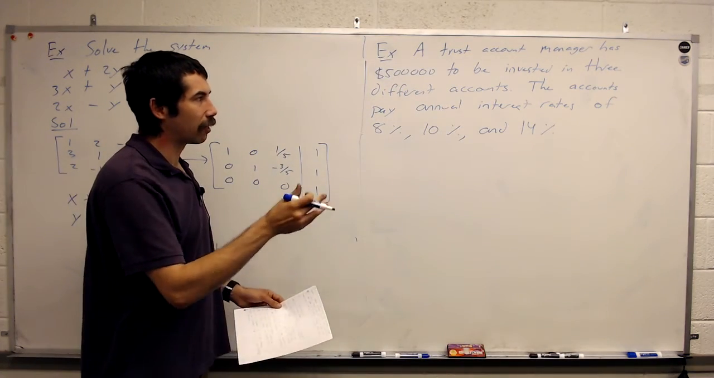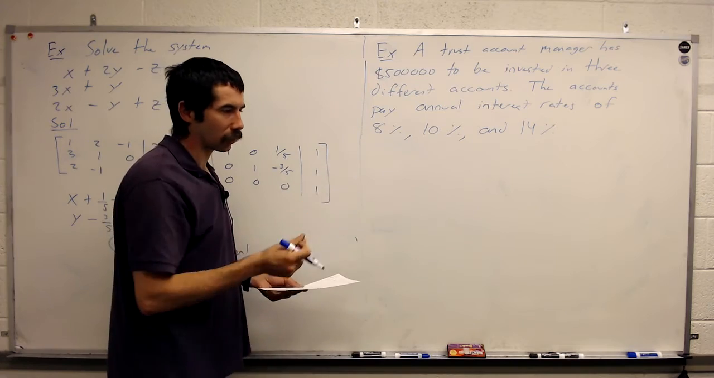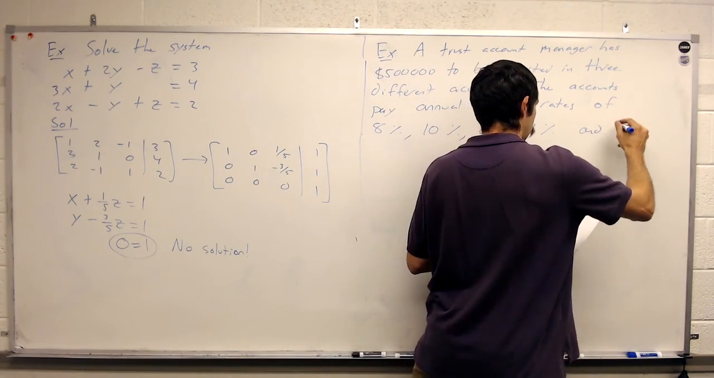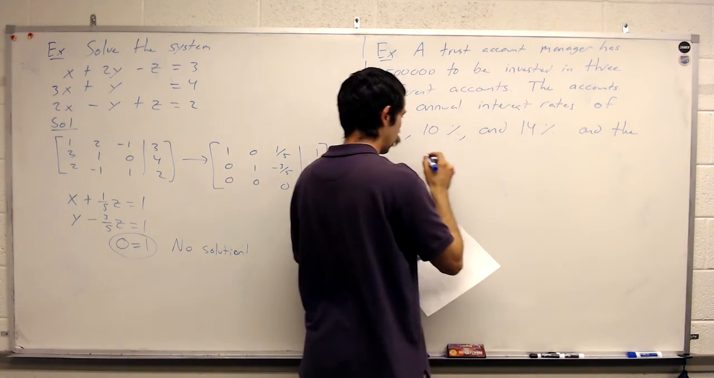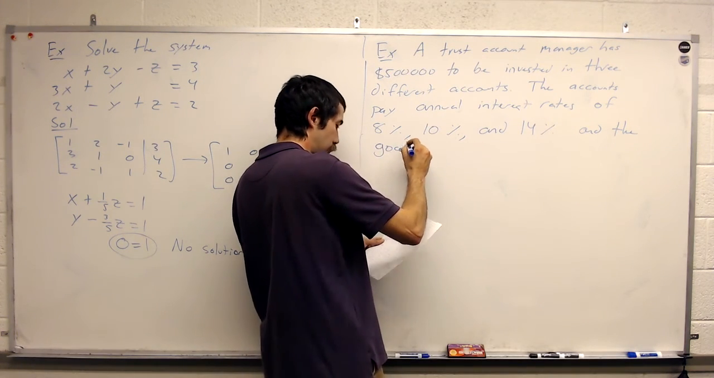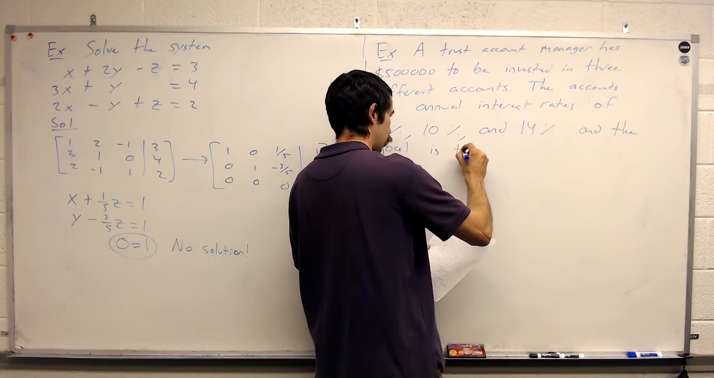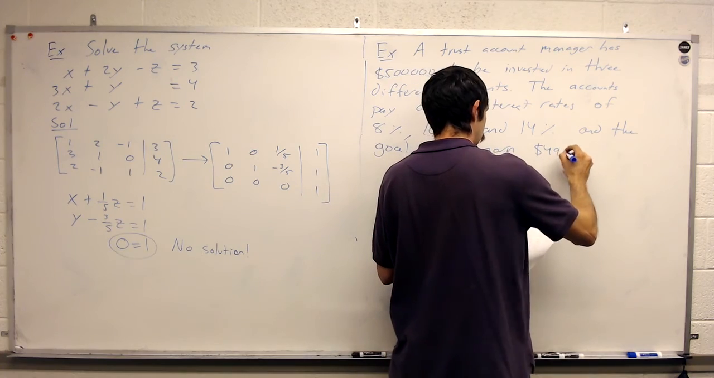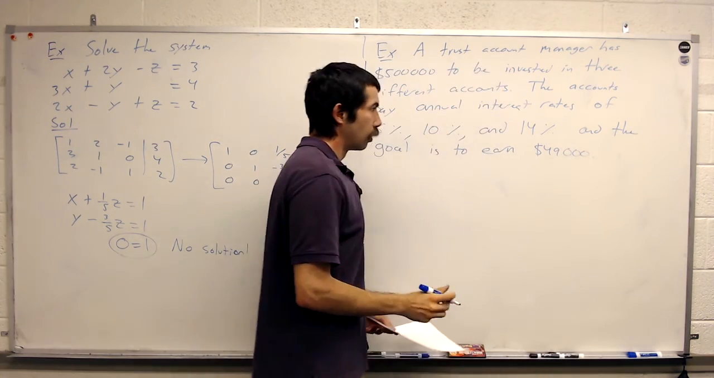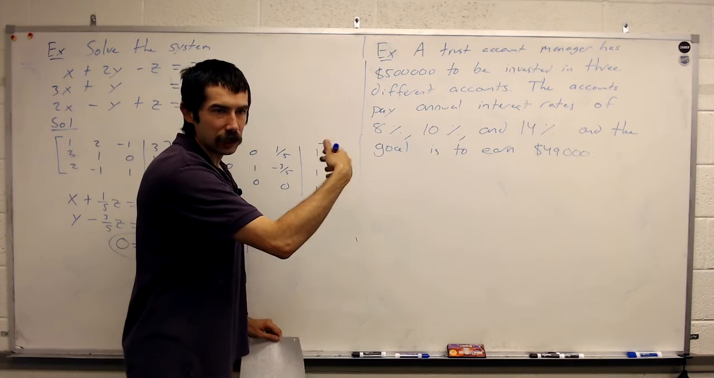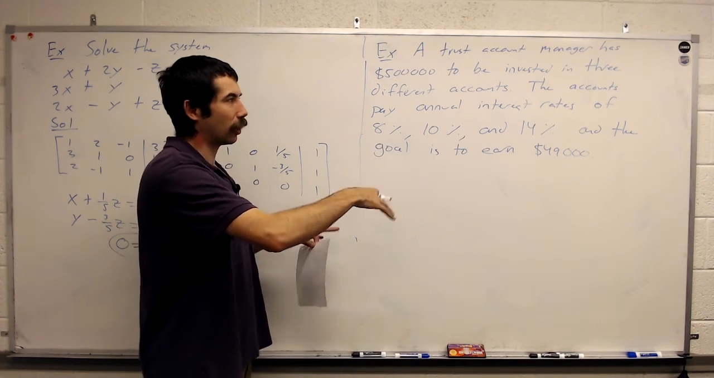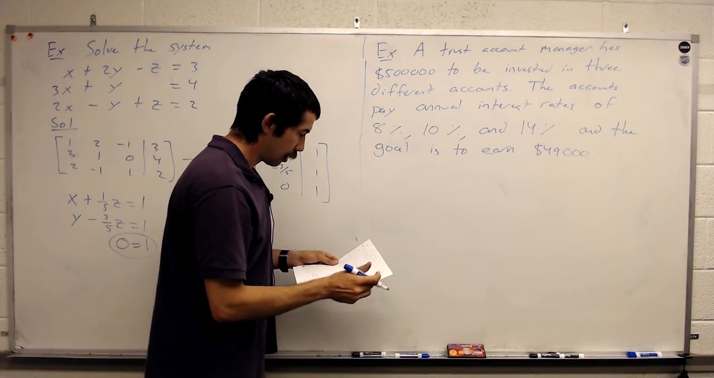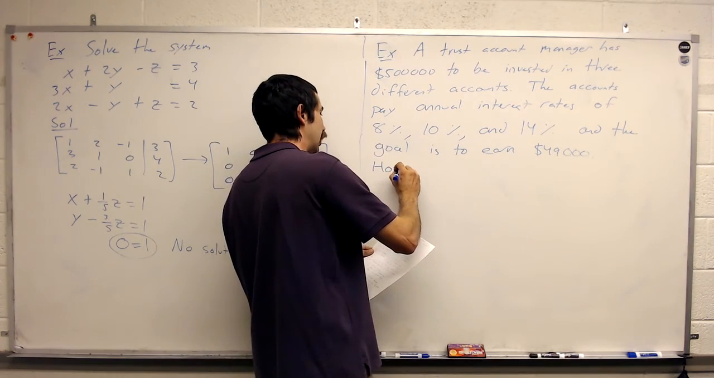All right, we have these 3 accounts, 3 different interest rates, various levels of risk associated with them, and the goal is to earn $49,000. So we want to split up this $500,000 into these 3 accounts, earn some interest, and that interest, the amount we earn, is $49,000. The question is, how much should be invested in each account?